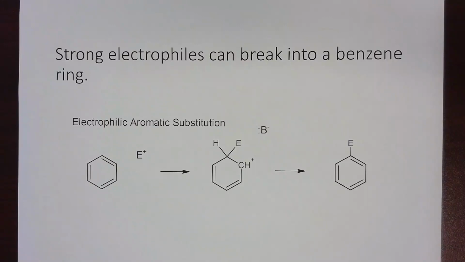Benzene is very stable because of its aromatic structure. However, a strong electrophile can break into a benzene ring in a reaction called an electrophilic aromatic substitution reaction.